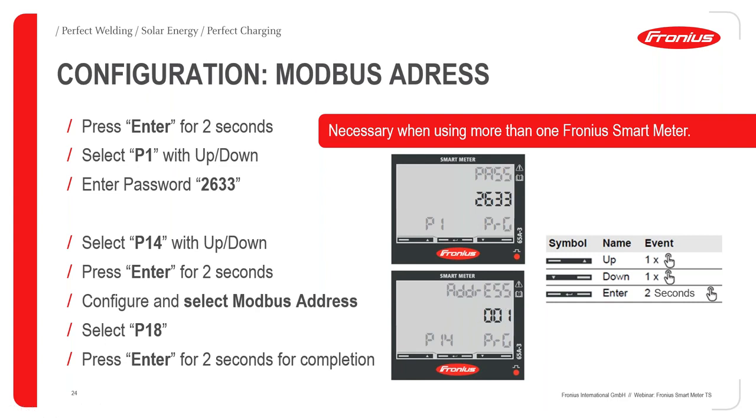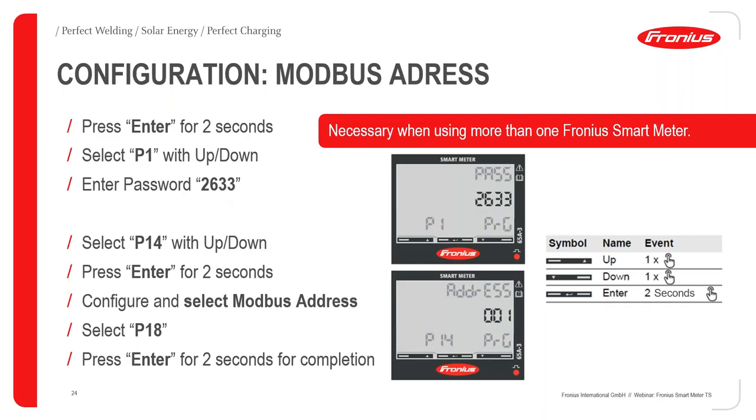And for this configuration, we have listed here now the process. So on our smart meter TS, we have 3 buttons listed here below the display. It's up, down, and enter. And for the first step, we need to press the enter button 2 seconds. It's opening then a list where we need to scroll up and down until we get to page 1. And then it's asking for the password. The password, it's a factory password. It's always the same. And it's 2633.